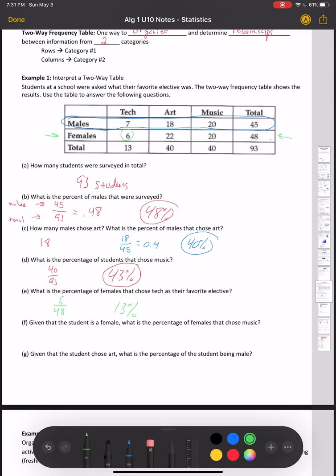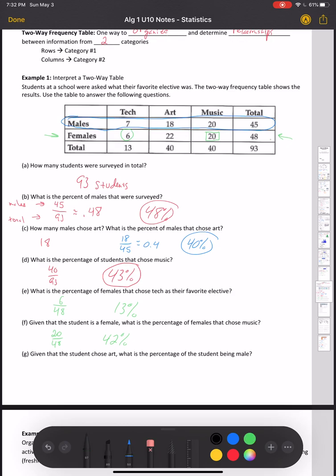Next question. Given that the student is a female, so once again, given the student's a female, I'm looking at the female row. So my total amount of females is 48. What is the percentage of females that chose music? So now we're looking at music, which represents 20 females out of the greater 48 amount of females. So that's 42%.